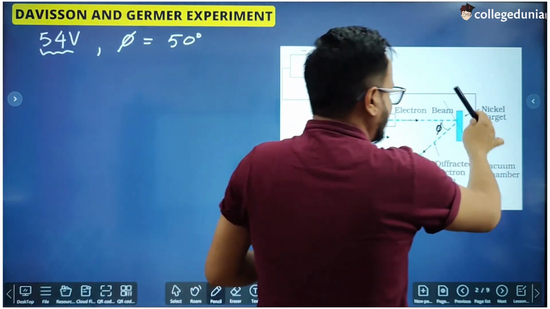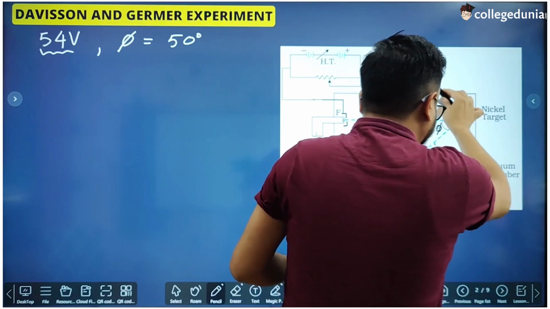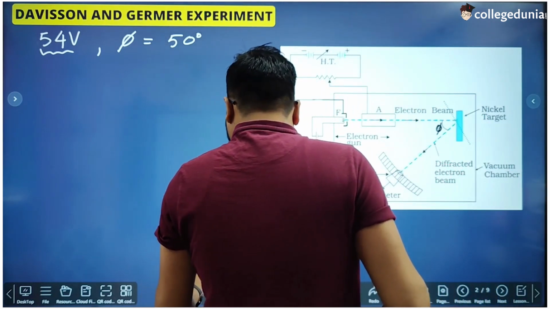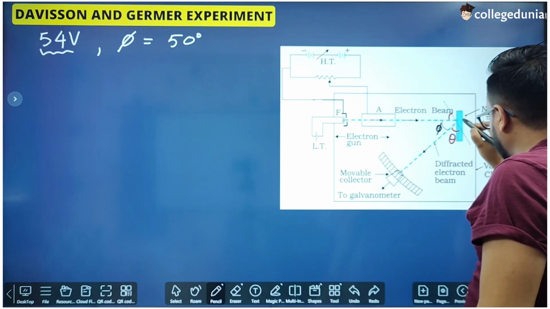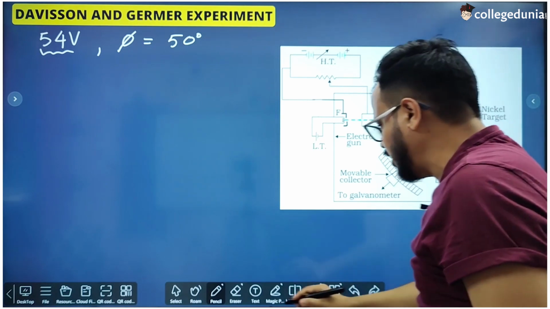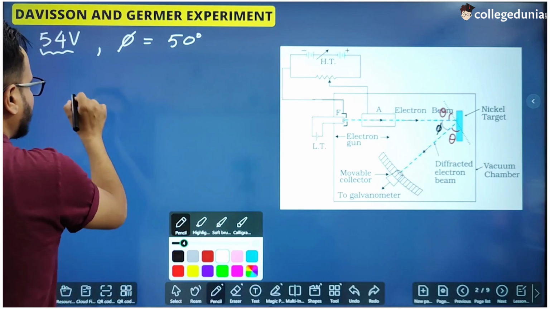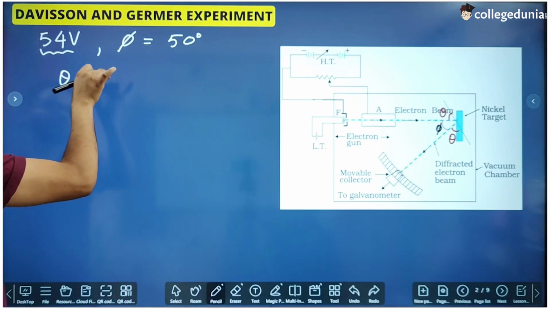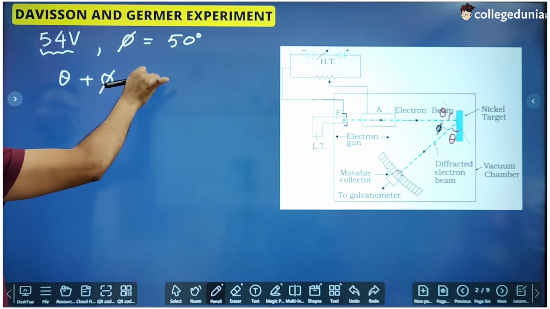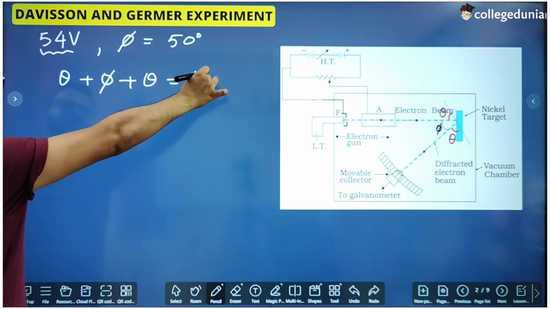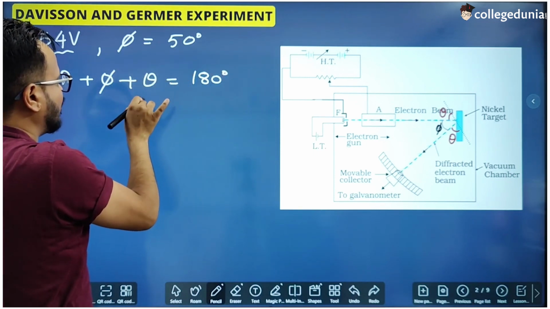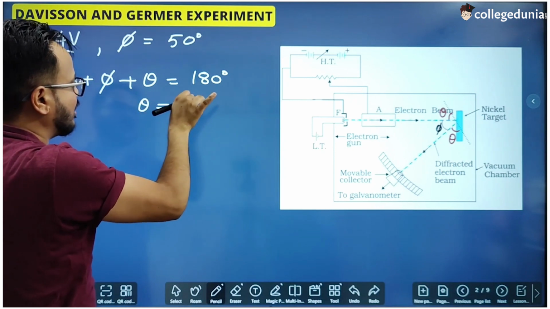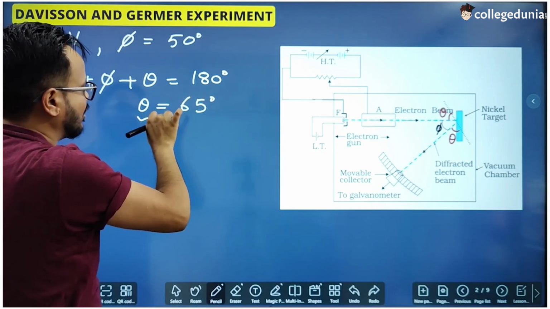Suppose the axis of nickel is cut at this angle, suppose theta, and this is also theta. So if we add these three, theta plus phi plus theta, we get 180 degree. So if we put the value of phi as 50 degree, we are going to get theta as 65 degree.